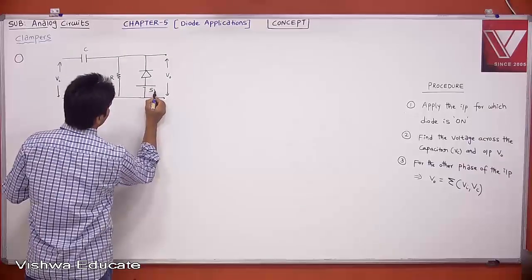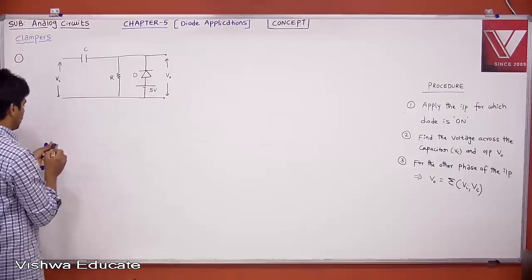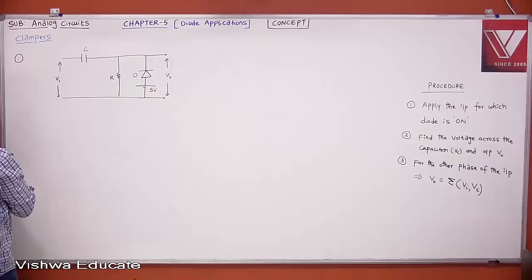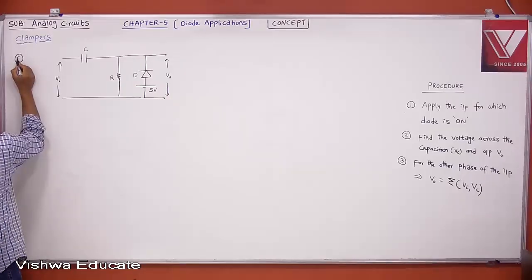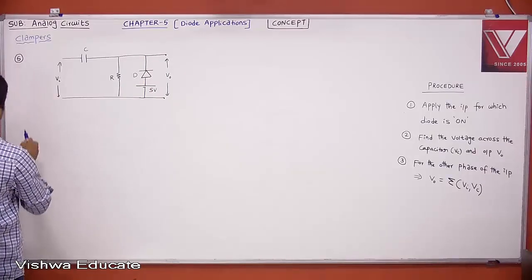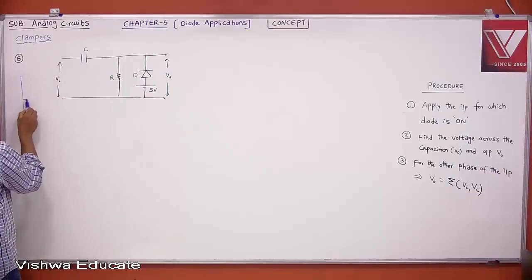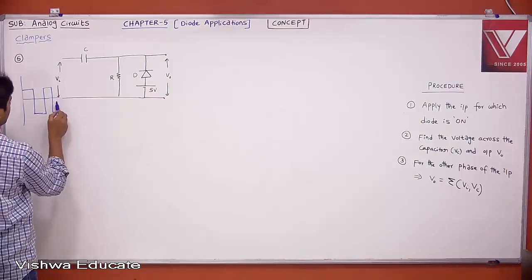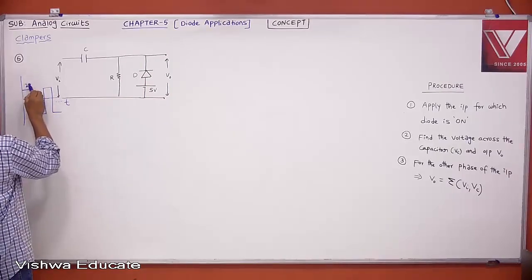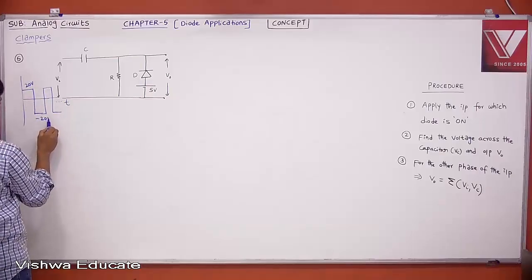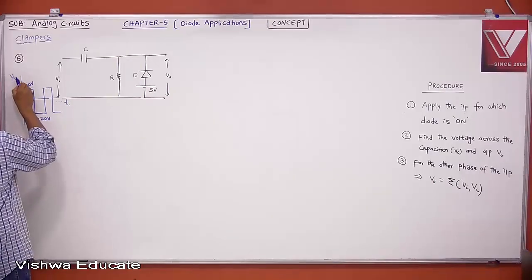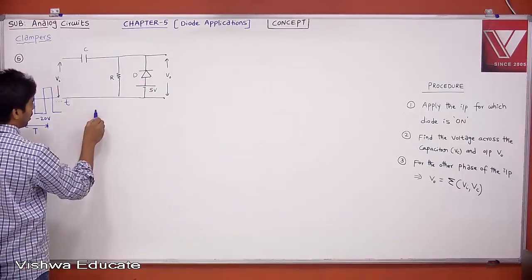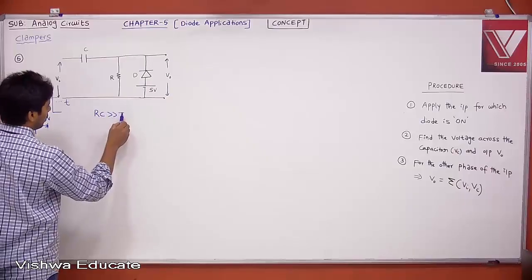Let us take this 5 volt. This is your diode D, and let me apply this 5 volt here. Let us apply the input. This is 20 volt, this is minus 20 volt, this is 0. This is your Vi, and this is your time period T. Therefore, your RC value is very much greater than time period T.